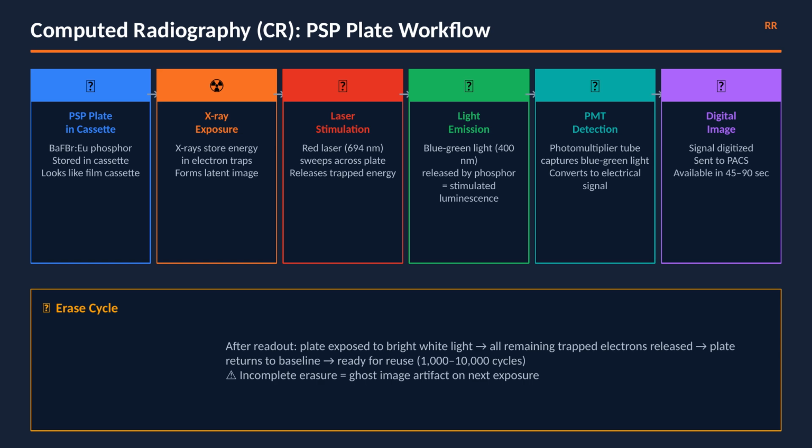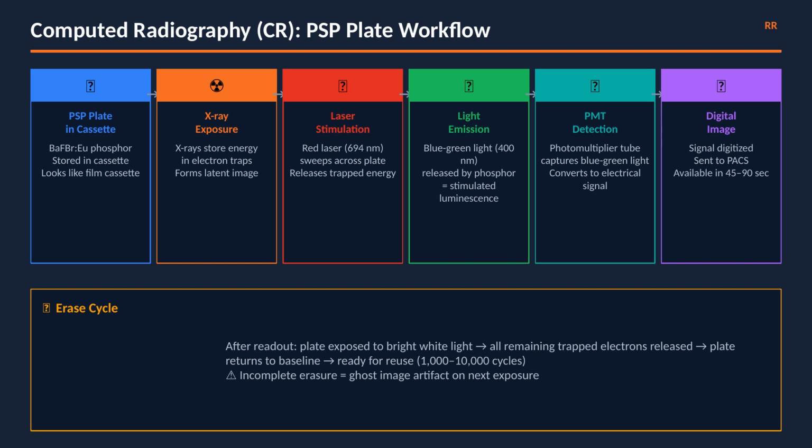Step 1, the PSP plate sits inside a cassette. Indistinguishable from a film cassette externally, coated with barium fluorohalide crystals activated with europium. Step 2, X-ray exposure. X-ray energy is absorbed by the phosphor crystals and trapped in elevated electron energy states. This stored energy is the latent image.